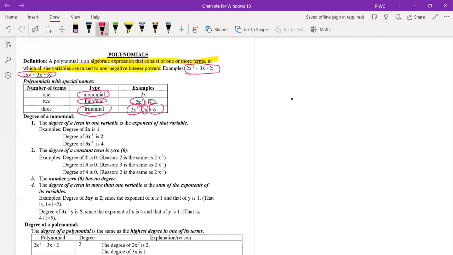Now let's talk about what we call the degree of a polynomial. What's the degree of a polynomial? The degree of a polynomial in one term, one variable. Let's take one variable first. In one variable, the degree is the exponent of that variable, okay? So if I have a monomial, let's say 2x, what is the exponent of that variable? You have only one variable here. It's 1, invisible 1. So this is a first degree or degree 1.